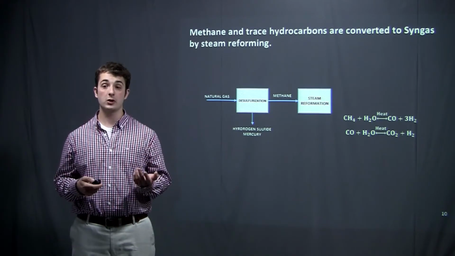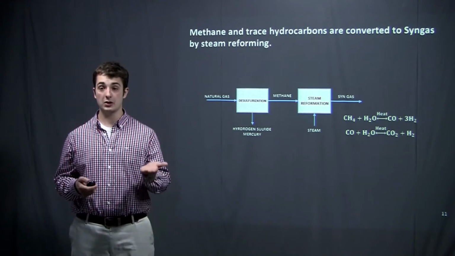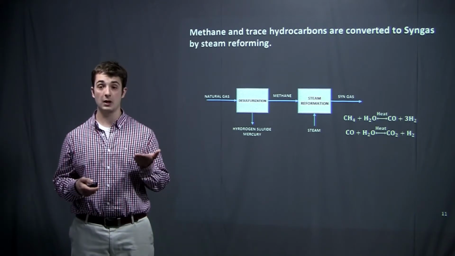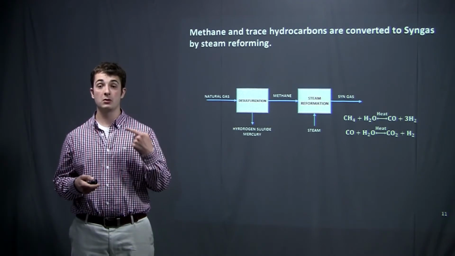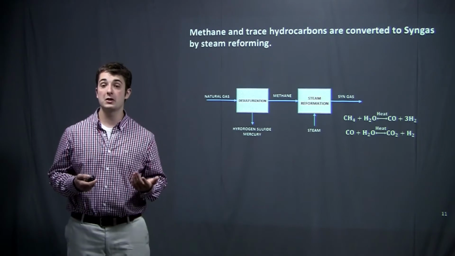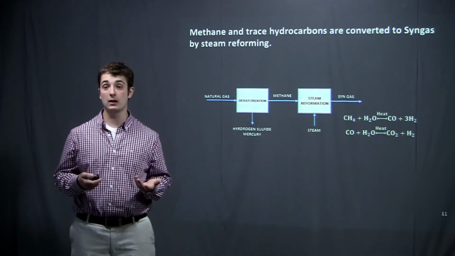So we need to feed a water stream in, which we can see right here. We actually add a lot of medium pressure steam into our process to feed our reactions, and that is what will end up producing our syngas. Now what you also want to notice is that in our reactions we have heat added in.